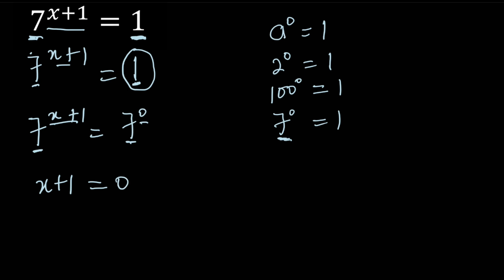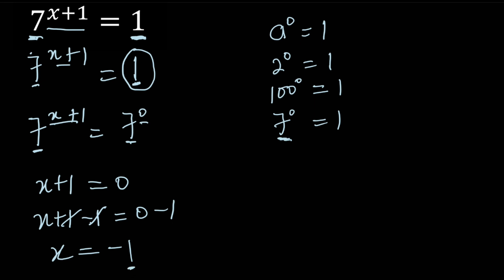So we subtract 1 from both sides of the equation. So x plus 1 minus 1 equal to 0 minus 1. So this becomes 0. So x equal to negative 1. So meaning the value for x in this equation is negative 1.